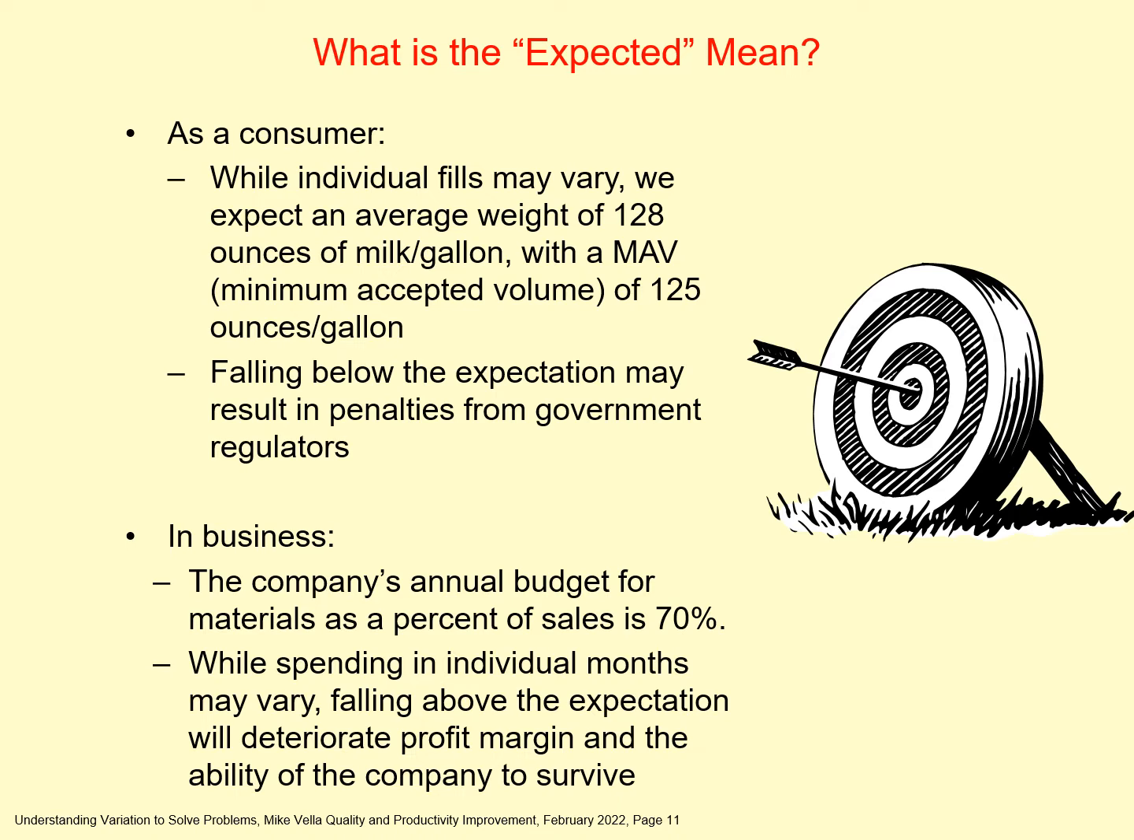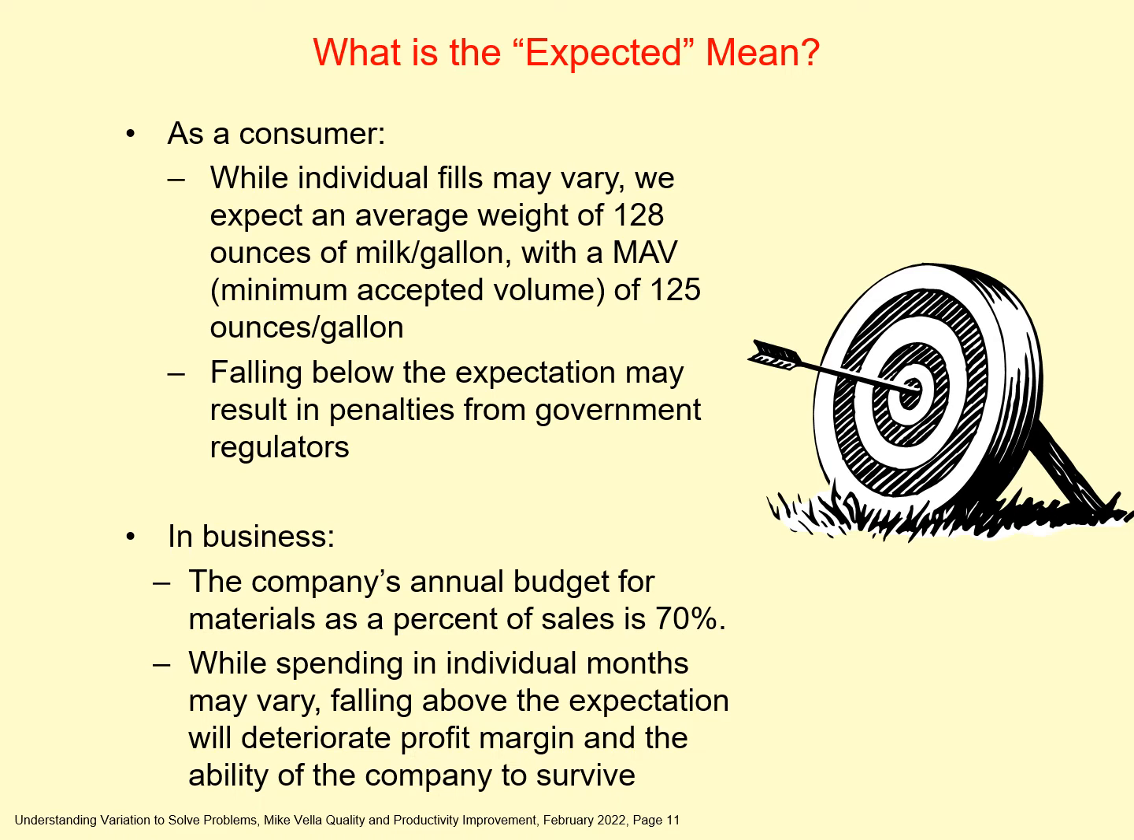You know there's going to be some variation around the target, and you know that perhaps sometimes your fill is going to be slightly larger. But if you're a producer, falling below the expectations on a regular basis may result in penalties from government regulators. That would be an economic situation where you'd be cheating your customers. So that's certainly, that deviation from expected would be bad.